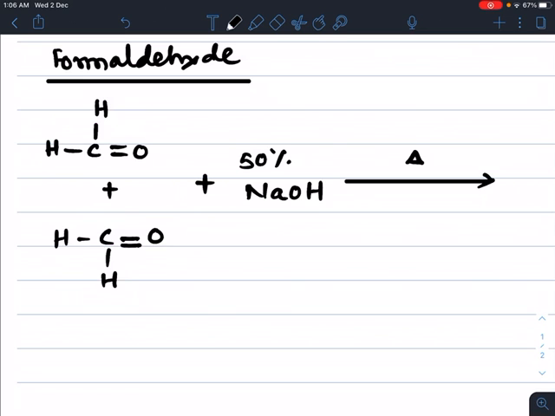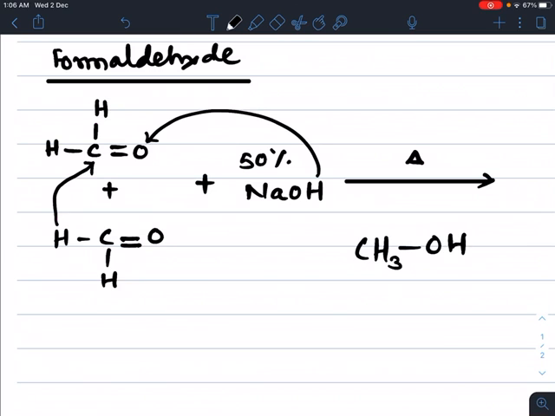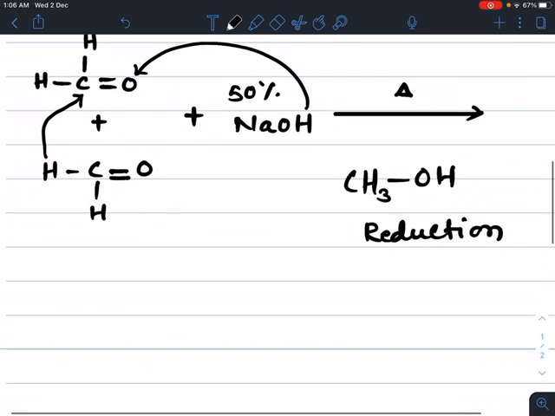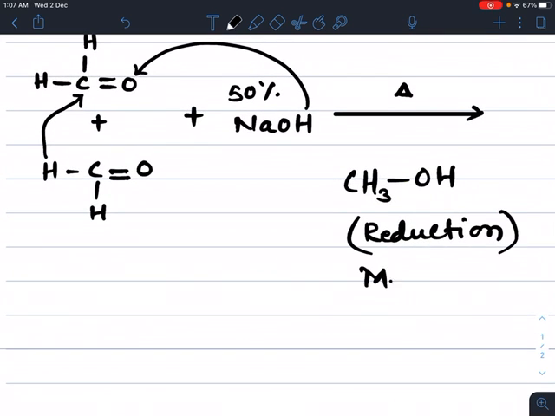So what happens during the reaction? In one formaldehyde, addition of hydrogen takes place. This hydrogen is added from NaOH to the doubly bonded oxygen, and one hydrogen is added to the carbonyl carbon, and we get the corresponding CH3OH. So CH3OH is formed, which is the reduction product. Addition of hydrogen means a reduction product is formed, and the name of this product is methyl alcohol.